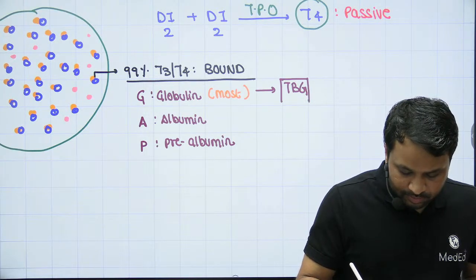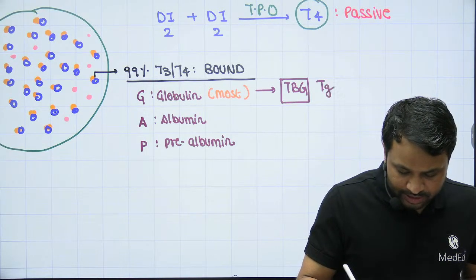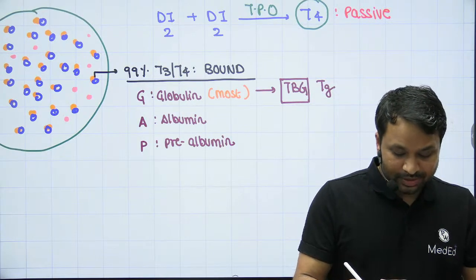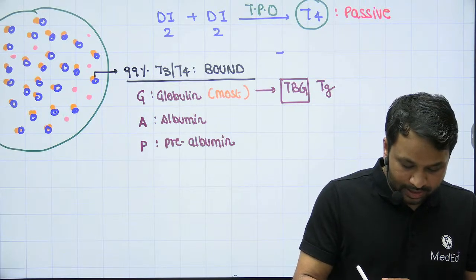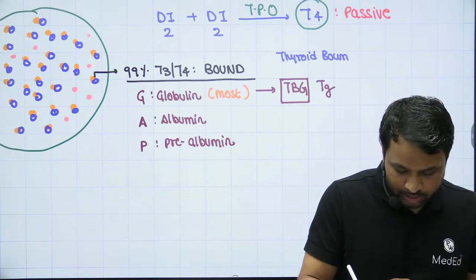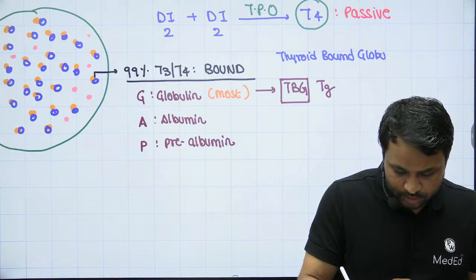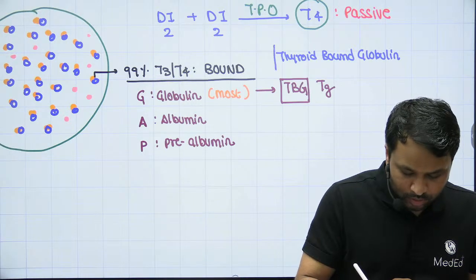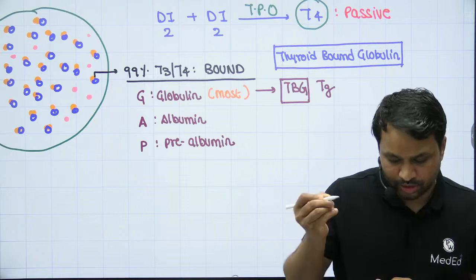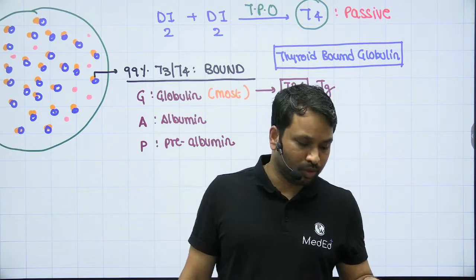It's called TBG, that is thyroid bound globulin. Thyroid से बंधा हुआ globulin. This is what we call the thyroid bound globulin, which is the basis of TBG.